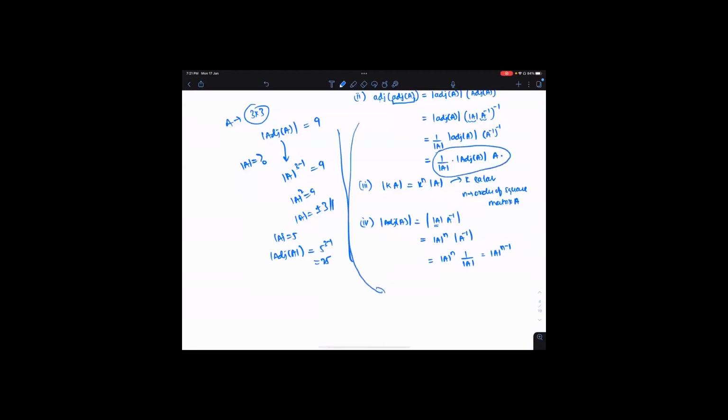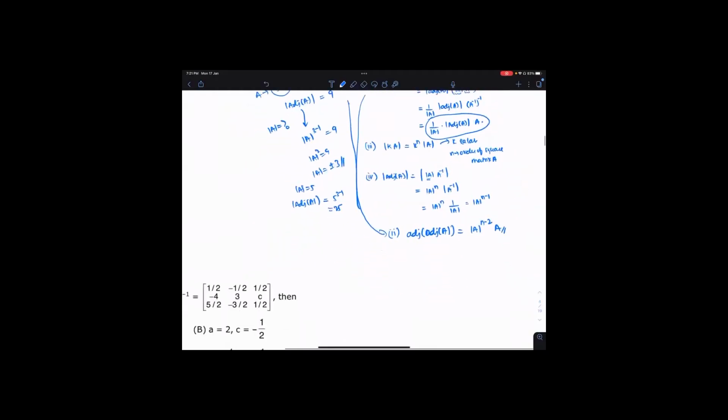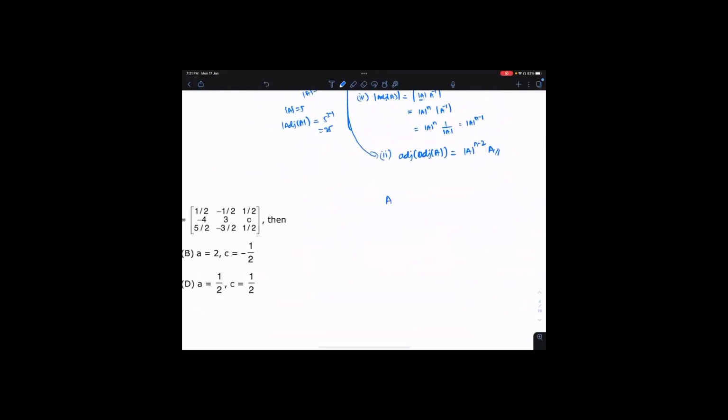So second point, what we have written, final result, I will just write down. Adjoint of A will be simply det A power n minus 2 times matrix A. Now let me give you a simple question. If I give you a matrix A, which is 1, minus 1, 3, 2, 1, 4, 5, 1, 0.